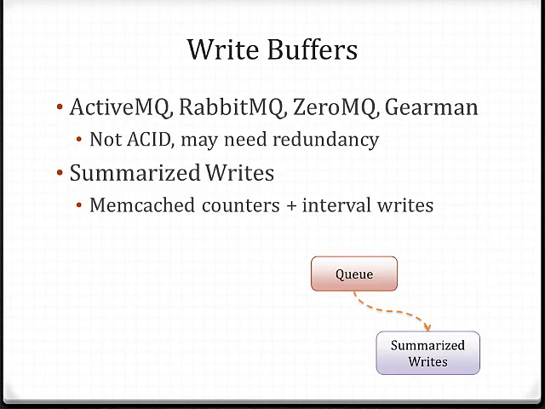Right, so these next two things I think are very interesting for you. So write buffers. This isn't ACID compliant anymore. Instead of writing your writes to MySQL, you're writing them to a queue, like ActiveMQ, RabbitMQ, ZeroMQ, Queueman. It's not ACID anymore, and you may need redundancy at this point.